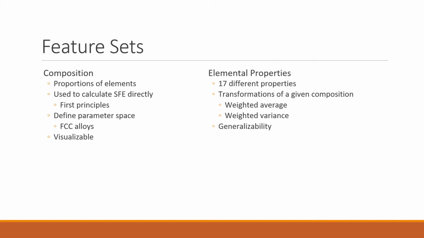The second feature set is the elemental property-based data. I found values of 17 different properties for each of the constituent elements. Then I took each composition data point and found what the corresponding weighted average and weighted variance would be for each of the properties based on this composition. To be clear, this dataset looks like 34 different inputs along with that same output of SFE.